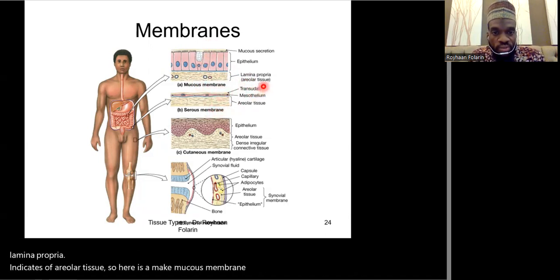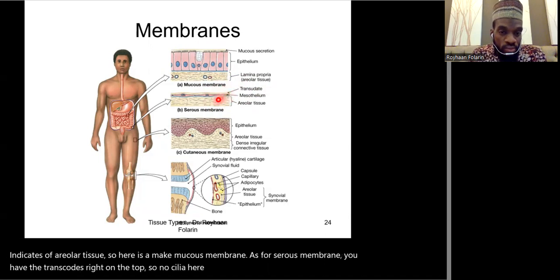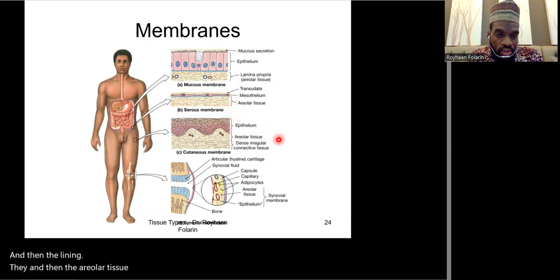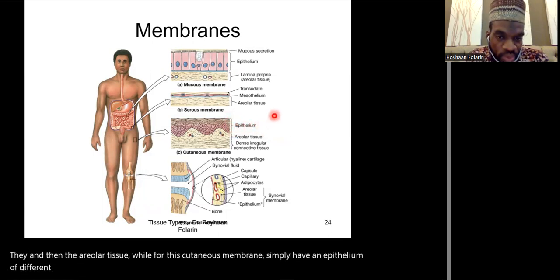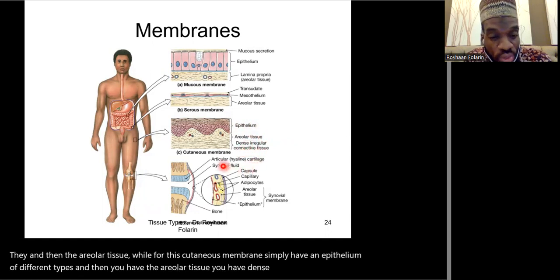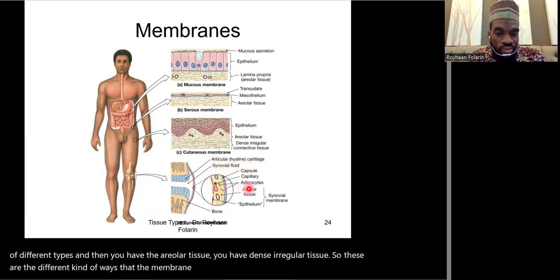As for serous membrane, you have the transudate right on the top. So those cilia here. And then the lining, the mesothelium, and then the areolar tissue. While for this cutaneous membrane, you simply have an epithelium of different types. And then you have the areolar tissue, you have dense irregular tissue. These are the different kinds of ways that the membrane could appear.